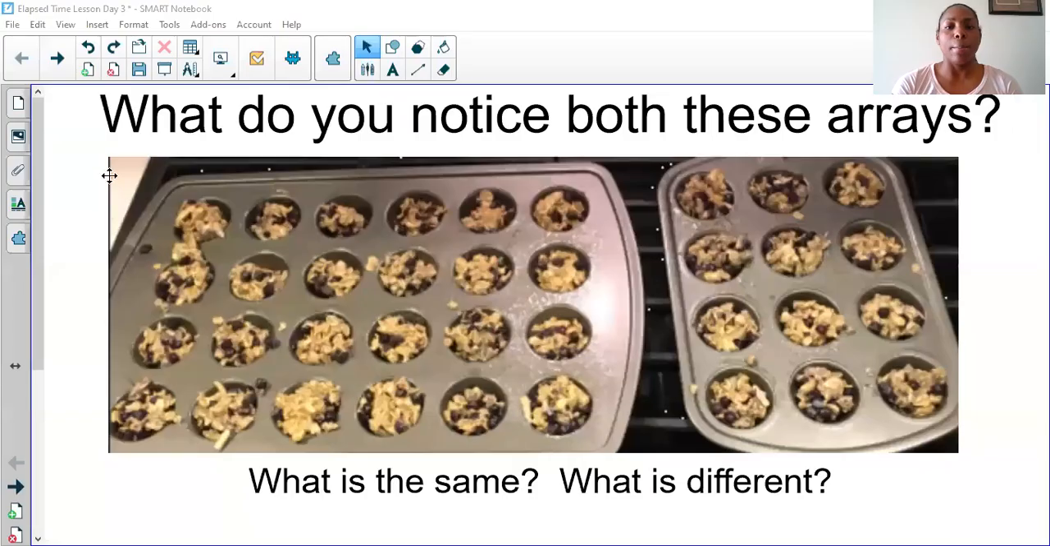What do you notice about these arrays? I want you to look very carefully at these arrays. What do you notice about these arrays? What is the same and what is different? Take a look at this time. If there's somebody at home with you watching this video, I want you to go ahead and discuss what do you notice about these arrays?